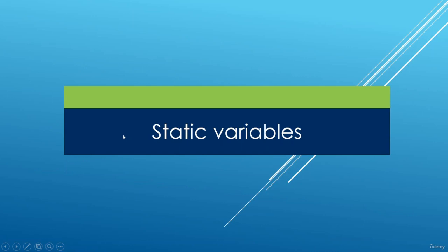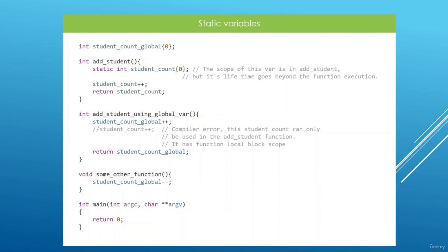In this lecture, we're going to learn about static variables. Static variables are variables that live throughout the entire lifetime of your application. In this example, we have two kinds of static variables. The first kind is the global variable we have on top here.